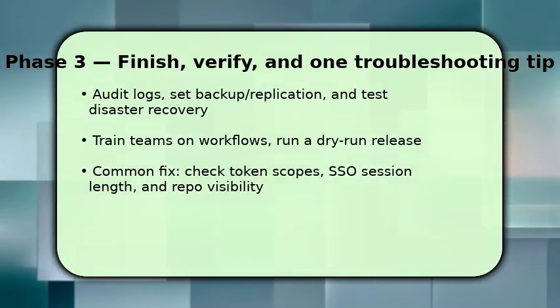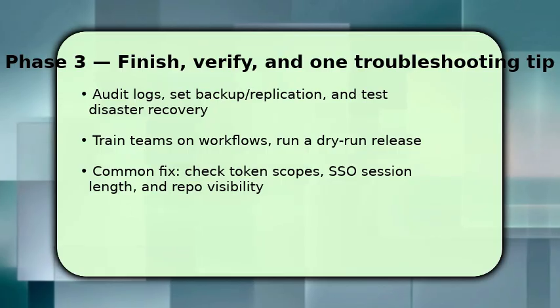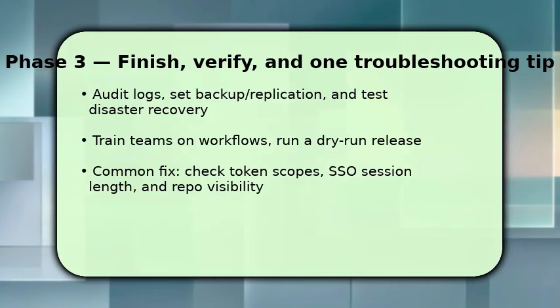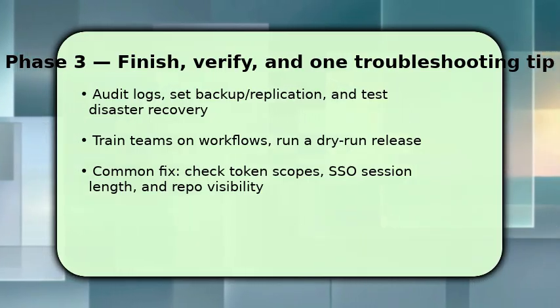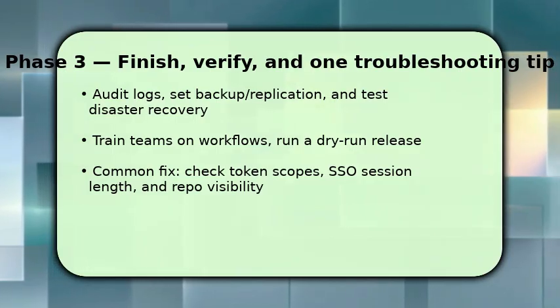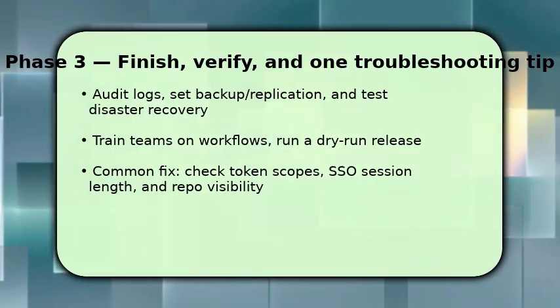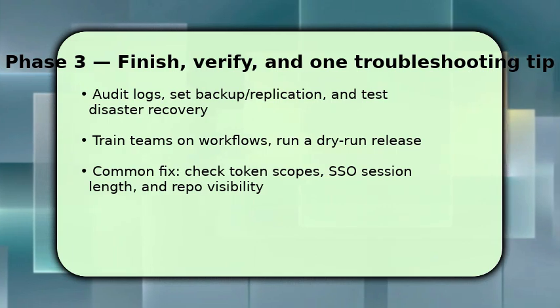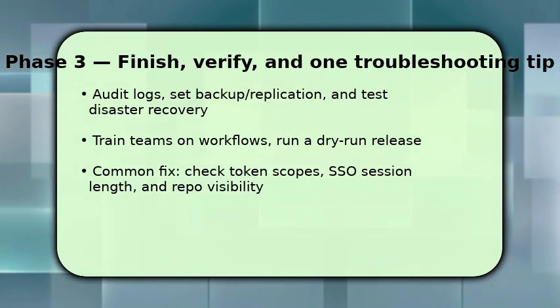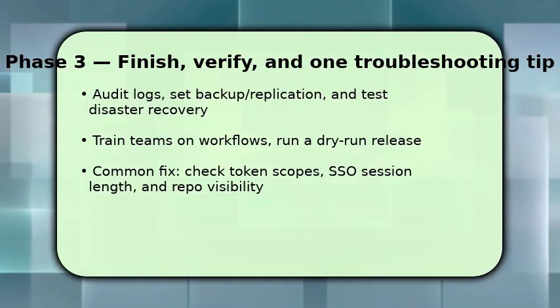Train teams on the pull request, branching, and release workflows. Run a dry run release to exercise CI, secrets, and deploy steps. After deployment, monitor logs and actions runs for errors. If something breaks, first check token scopes and personal access token expiration, then verify SSO session length and repository visibility. That single troubleshooting tip will resolve most access issues.